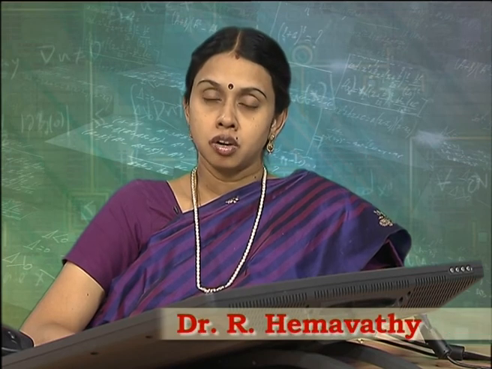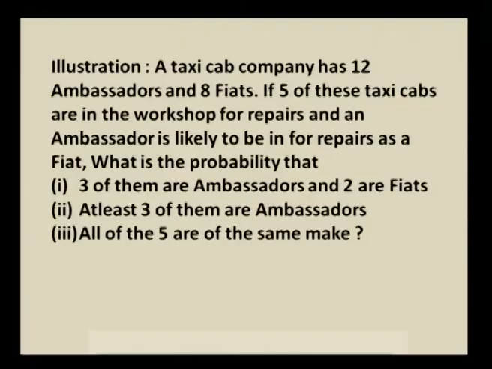Welcome after the break. Earlier to the break, we have seen the probability mass function of a hypergeometric distribution. We have found out the mean and variance of the hypergeometric distribution. So, we have been discussing this illustration. A taxi cab company has 12 Ambassadors and 8 Fiats. So, we have to fix the values of capital N, small k, and then x values. First of all, let us fix what capital X stands for.